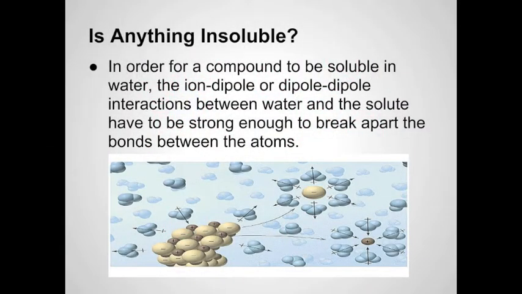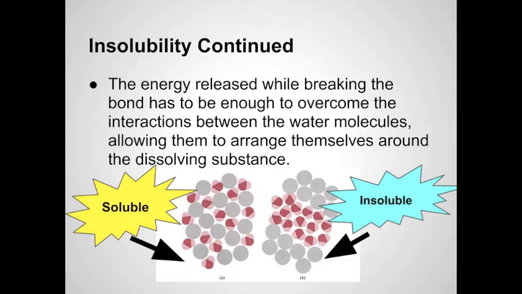In order for a compound to be soluble in water, the ion-dipole or dipole-dipole interactions between water and the solute have to be strong enough to break apart the bonds between the atoms. The energy released while breaking the bond has to be enough to overcome the interactions between the water molecules, allowing them to arrange themselves around and dissolving the substance. In the picture below, the one on the left is soluble because the water and the substance are mixed, while on the right, it's insoluble because the water and the substance do not mix.